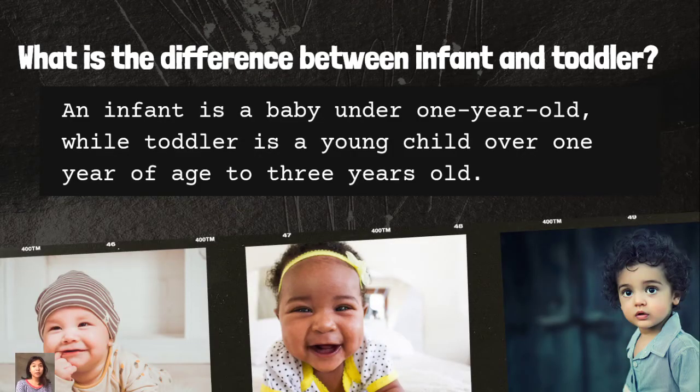First, let's identify the difference between infants and toddlers. Infancy is basically the early stage or the beginning of development. An infant is a baby under 1 year old, while a toddler is a young child over 1 year of age to 3. Toddlers are young children that are learning to walk and talk.